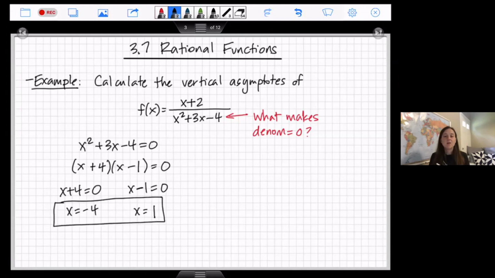Notice for vertical asymptotes that we didn't do anything with that numerator, that x plus 2. That can be anything that it wants. Vertical asymptotes are only concerned with the denominator. In the next video, we will talk about horizontal asymptotes.